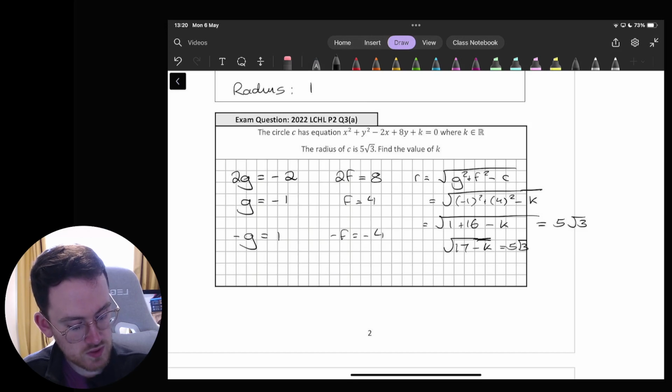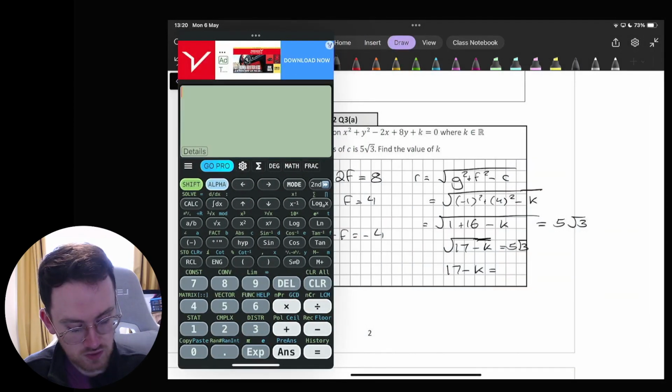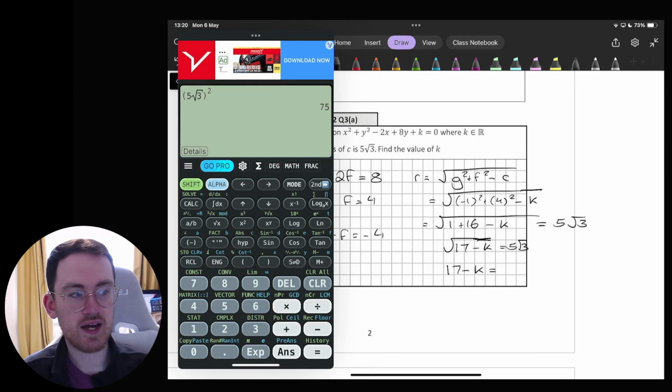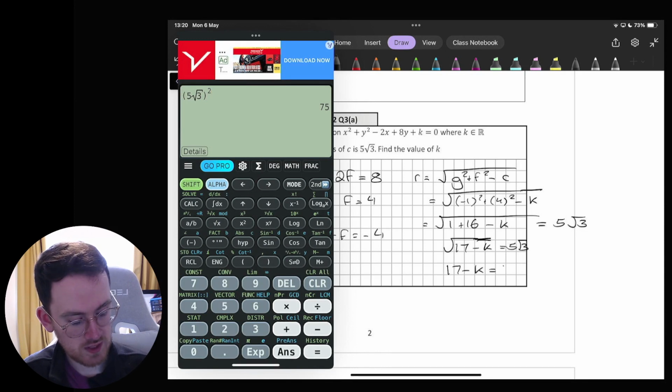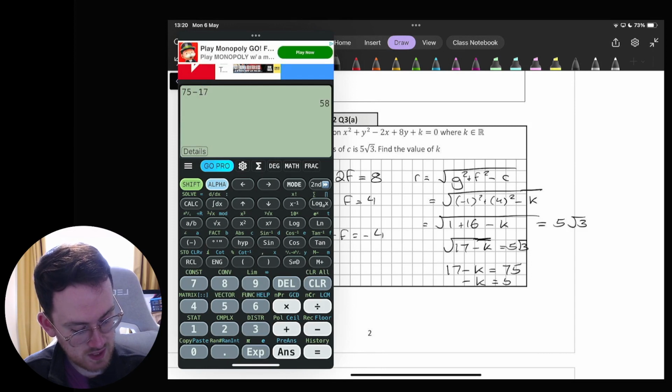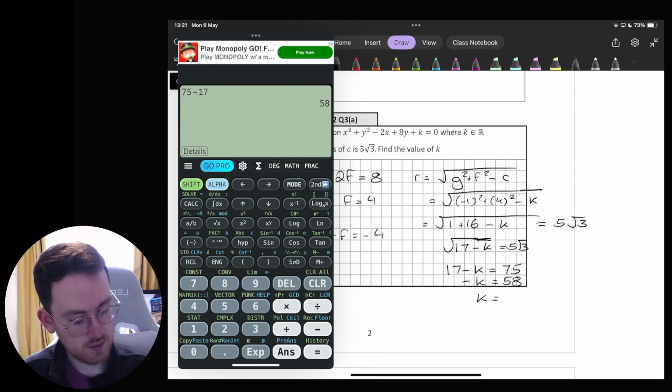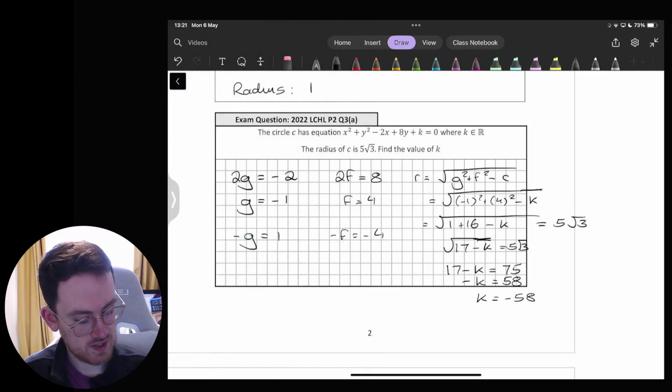I'm going to square both sides to eliminate that square root, so I get 17 minus k. 5 root 3, if I'm a bit unsure of, I might want to type into my calculator just to be sure that I square it right. I'm using brackets here as well to make sure that everything's squared appropriately. I'm getting 75. So 17 minus k equals 75, so k equals 17 minus 75, which is minus 58. So k is equal to minus 58 here. And I was just asked to find the value of k, so I can stop my conclusion there.